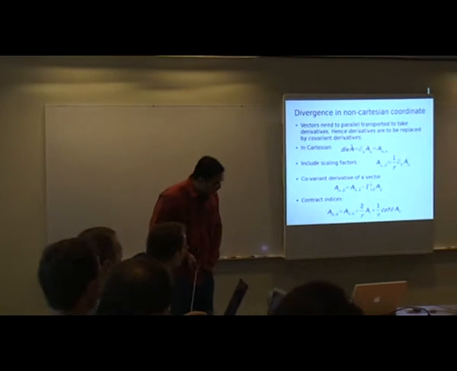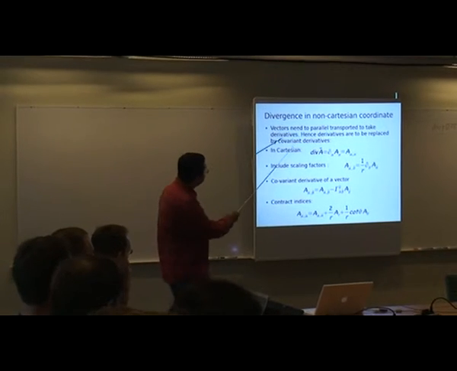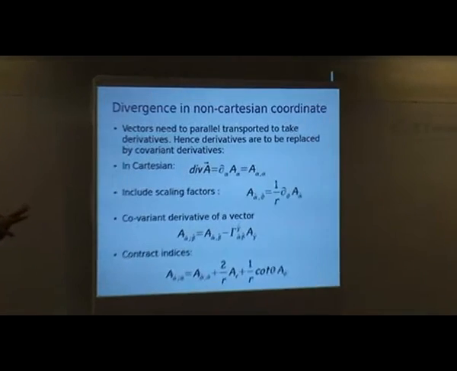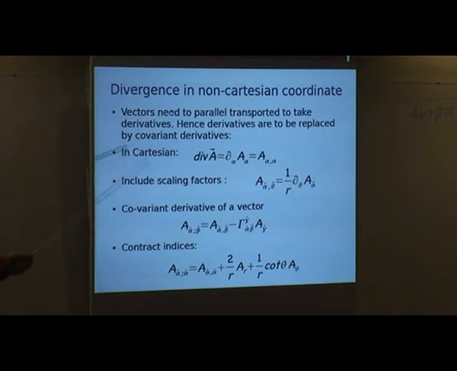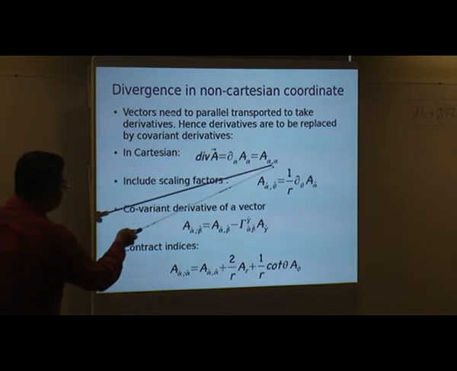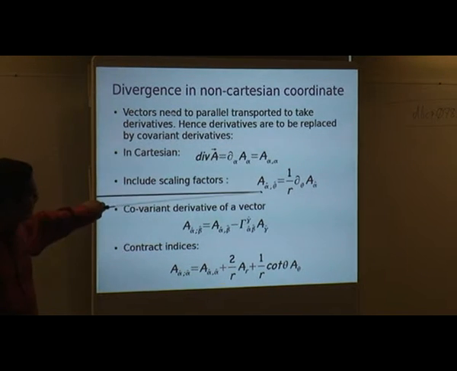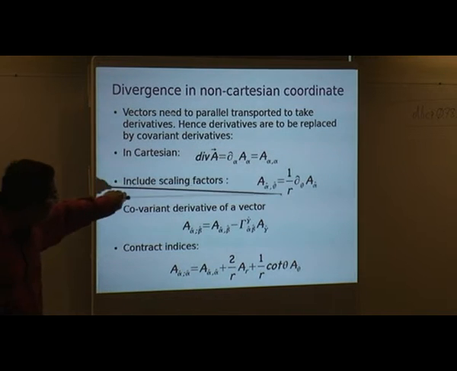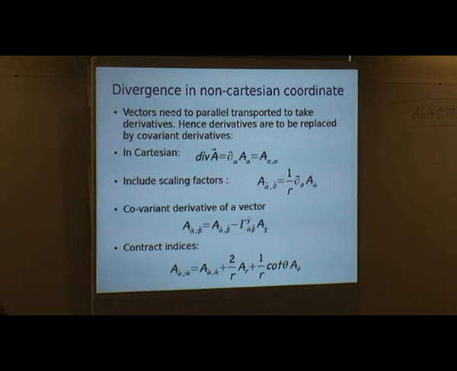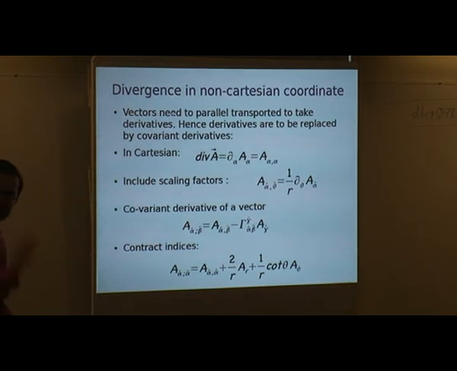Okay. So the more complicated situation comes when you need to take the derivative of a vector. The easiest differential operator would be divergence. So the first thing is that instead of normal derivatives, you need to take covariant derivatives. The idea is to parallel transport the vector, then take the difference, and then take the limit. In Cartesian, we have this notation, and we just use basically the same notation, a bit more shortened. So if you now include the scaling factors as I did on the last slide, and just use this notation, then you already have some part of the divergence coded in. What happens to the other part? So the idea is the following.